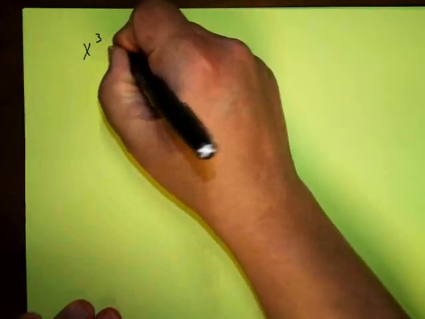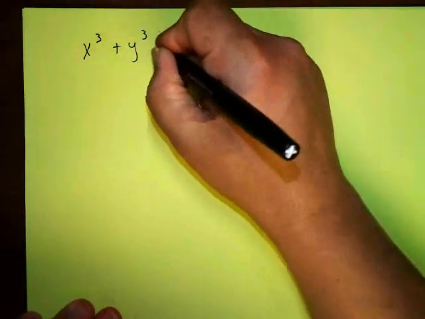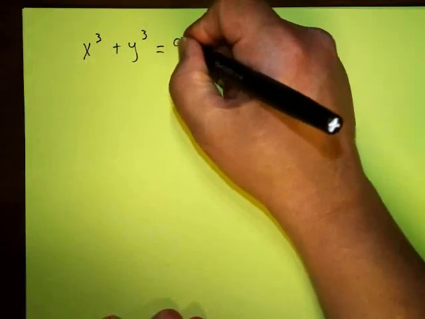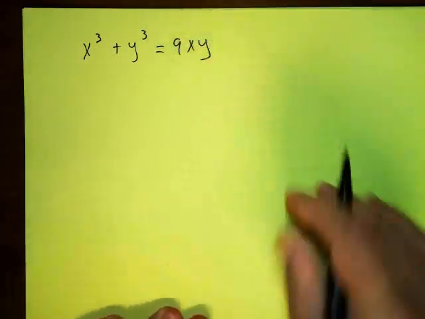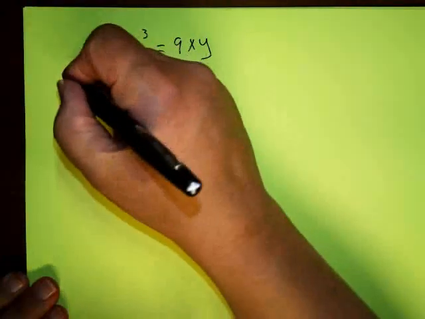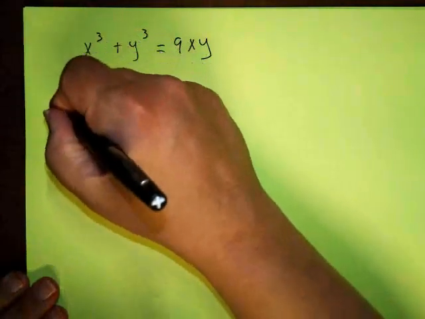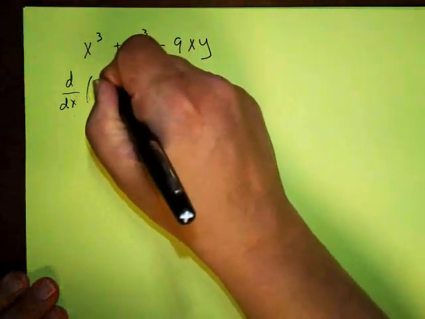And this will show you why implicit differentiation is so useful, because this is not something we could have done using regular differentiation. So there's my equation. So now I'm going to take the derivative of both sides with respect to x.